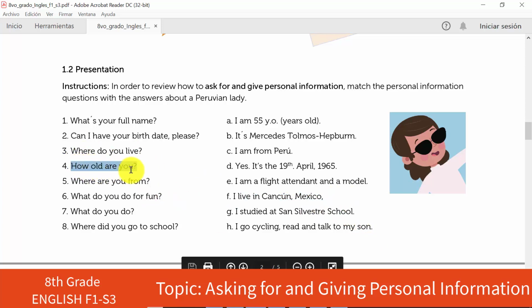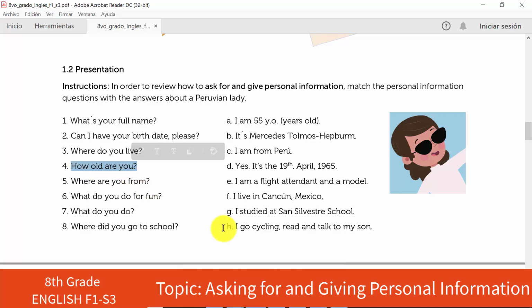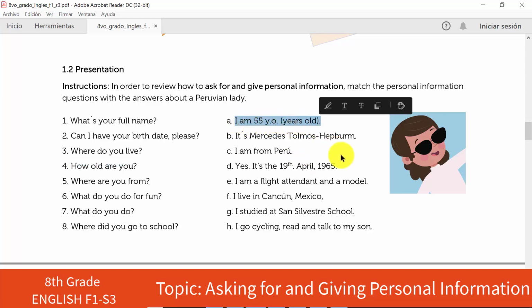How old are you? Okay? How old? Old. I am 55 years old. Attention here. Este YO es lo mismo que decir years old, solo que abreviado, okay? It's an abbreviation, okay? How old are you? ¿Cuántos años tienes? I am 55 years old, okay?